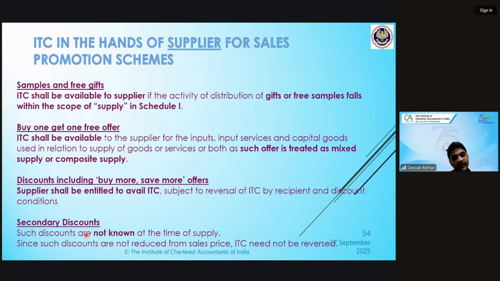But if there are secondary discounts which are not known at the time of supply, and there is no clarity that there is a contract between the supplier and recipient, then in that case, ITC need not be reversed, but they are just discounts which are not reduced from the sales price. You have to brush up the chapter of value of supply, then you'll understand this. So दोनों डिस्काउंट पे मुझे तो आईटीसी रिवर्स करना ही नहीं है. In the first discount, the recipient will reverse it. In case of secondary discount, neither can I reduce my output tax. So there is no question of reversal of ITC because it will be passed on as a discount through a commercial credit note.